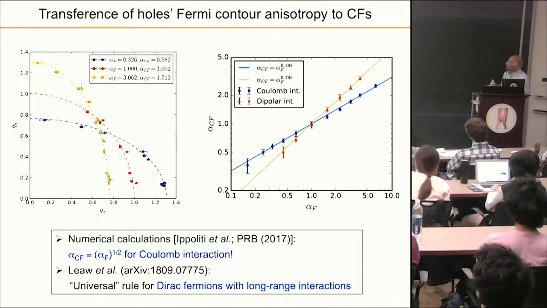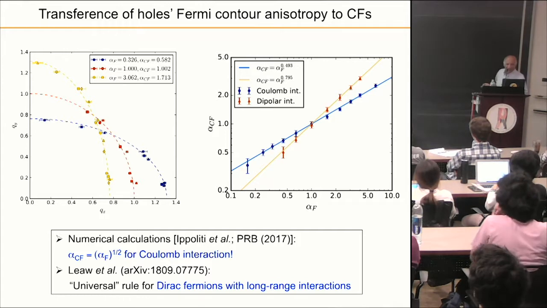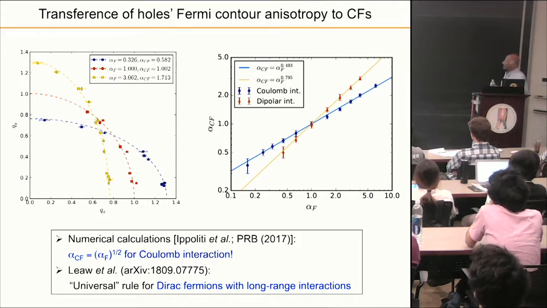This is the calculated anisotropy of composite fermions plotted versus the anisotropy of fermions. This line has a square root dependence. In the calculations, they find that this depends on the interaction. So for Coulomb interaction it is this. For dipole interaction, they see a different power law. So Robin and Matteo keep coming to us and say, can you change your interaction? Not so easy to do, but maybe at some point. But at least for the Coulomb case it is clear.